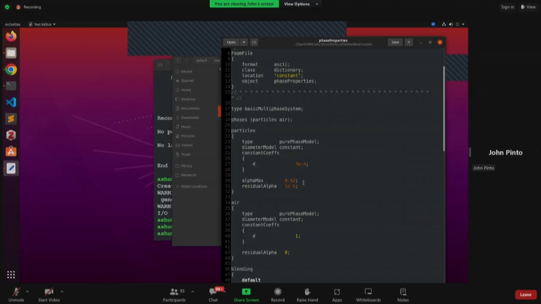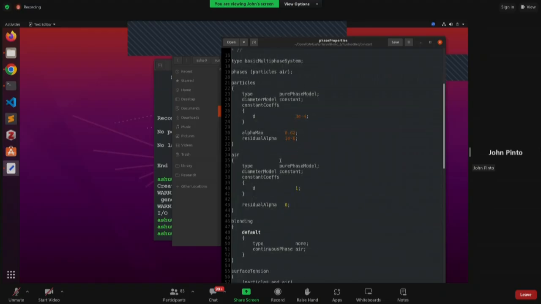And we are giving something called a maximum packing factor, which is 0.62. So even if the glass beads are very close to each other and settled, they will not occupy the whole volume. The maximum volume that they can occupy is 0.62. Now for air, we are considering that to be the continuous phase, so its diameter we are keeping as 1.